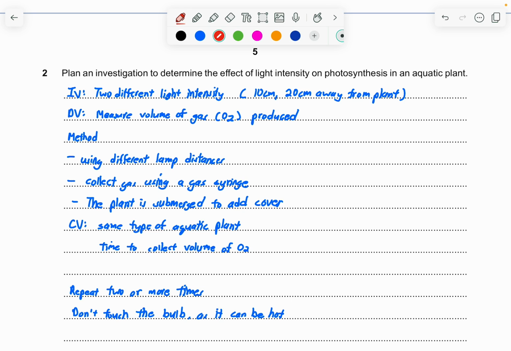And the DV, because you want to see the effect of light intensity on photosynthesis. Photosynthesis is a process which produces glucose and oxygen. So the oxygen gas is the one that we want to see whether photosynthesis has occurred. So we measure the volume of oxygen gas being produced. This is the dependent variable. Now, when you have mentioned the IV and DV, you must also mention the methods that you're going to take.